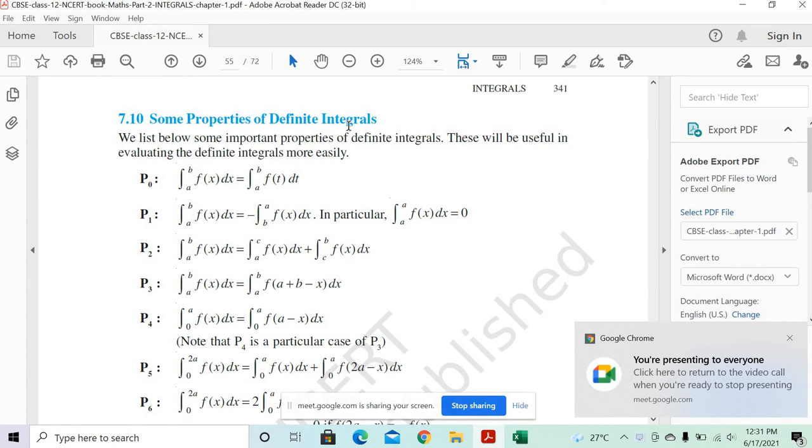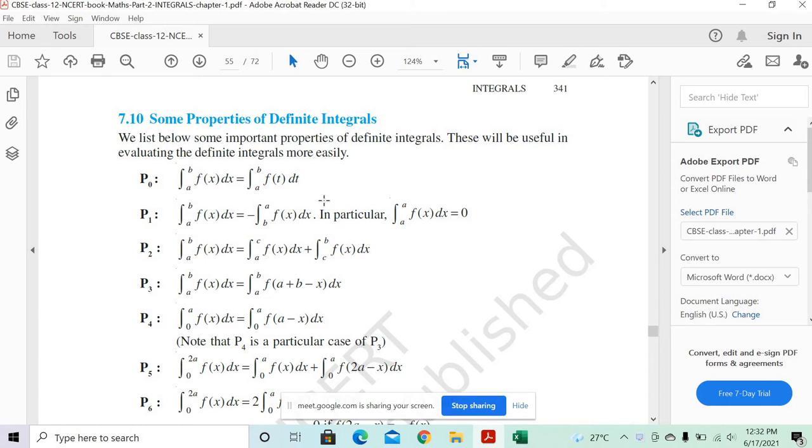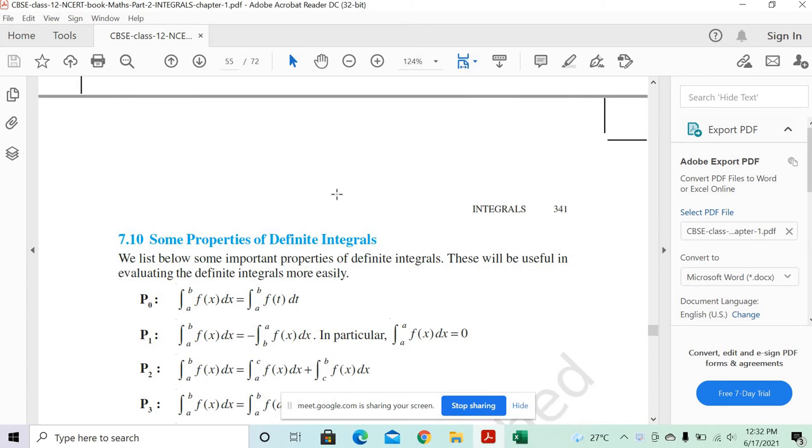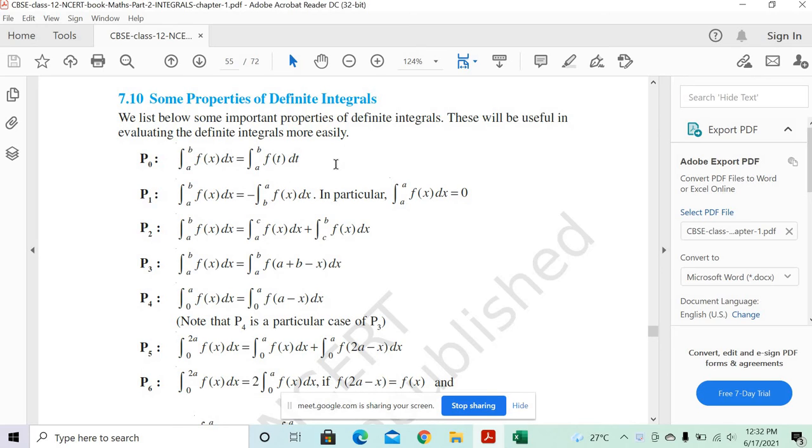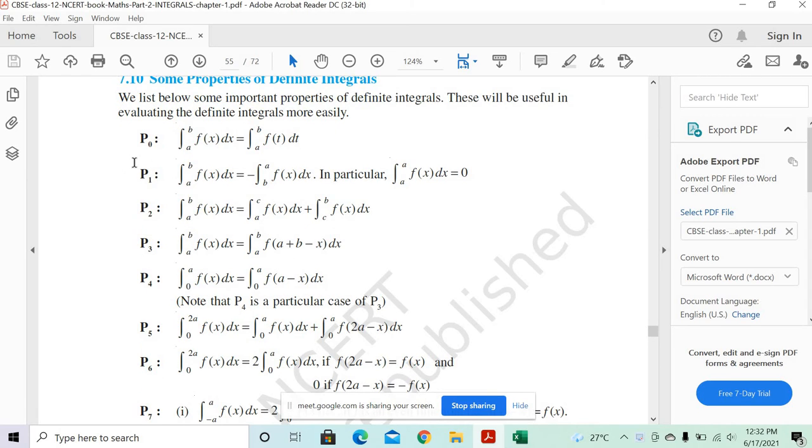Yes, sir. Okay. Now, since we have already finished the definite integrals applying all the limits, now we'll go to some of the important properties of the definite integral. So let's write down the first property.